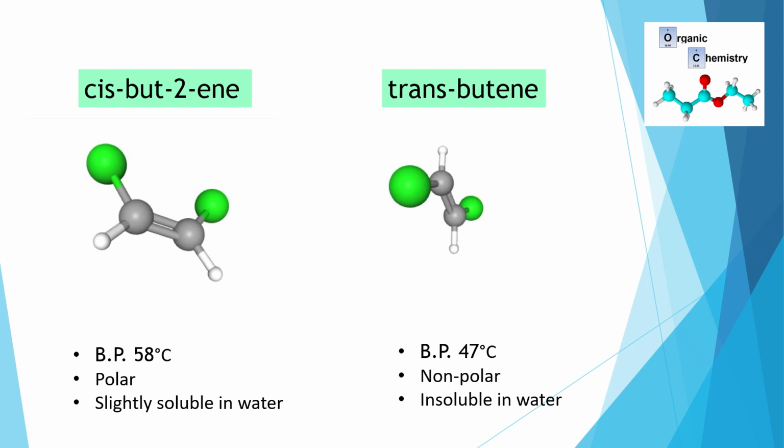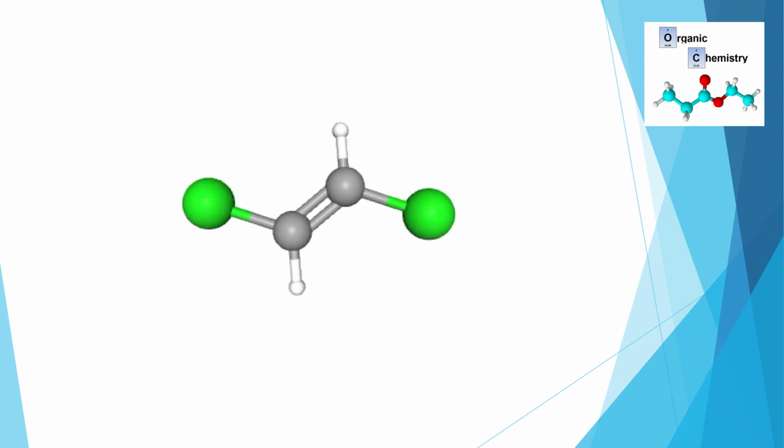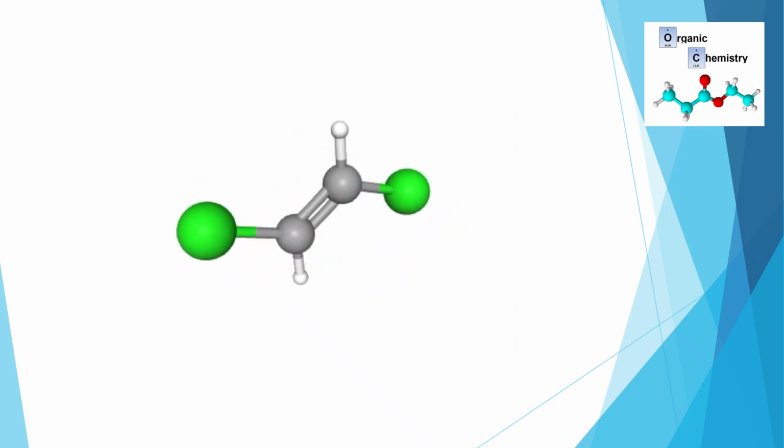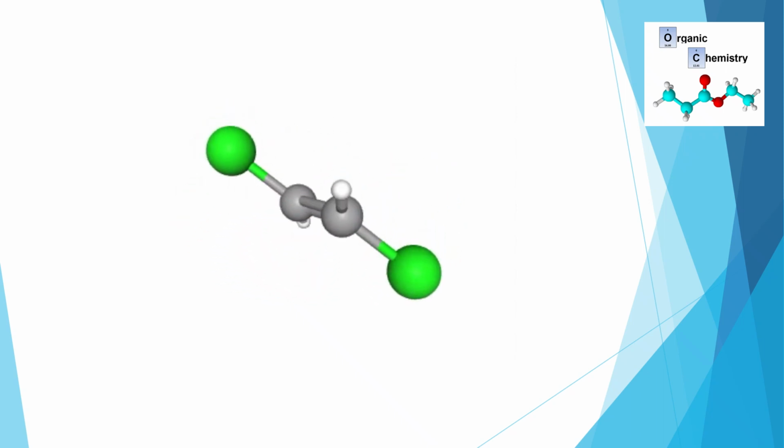So it makes a big difference, this positioning, and it's really important that we find out how we can determine whether something is a cis or a trans geometric isomer. So next time you come across a molecule, remember that tiny structural changes can lead to big differences.